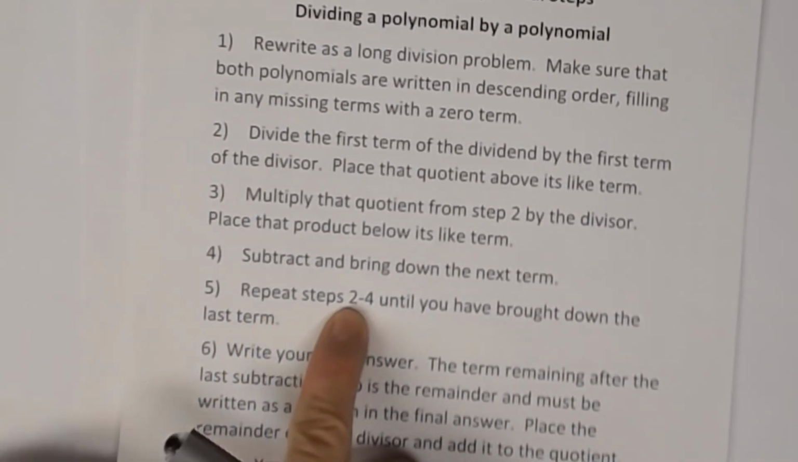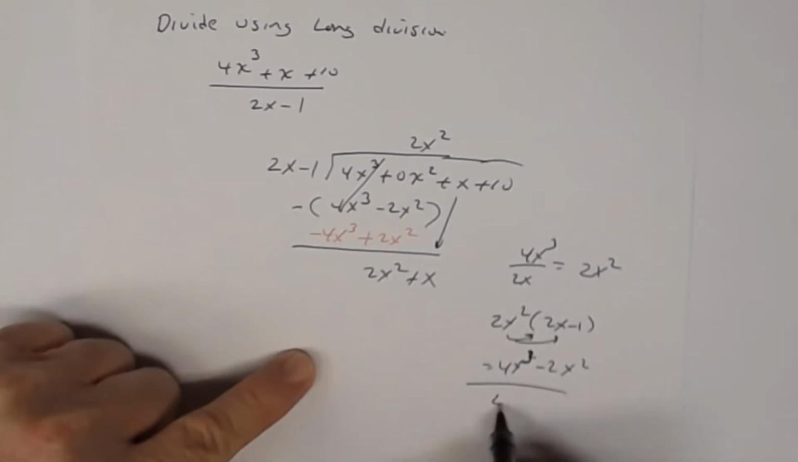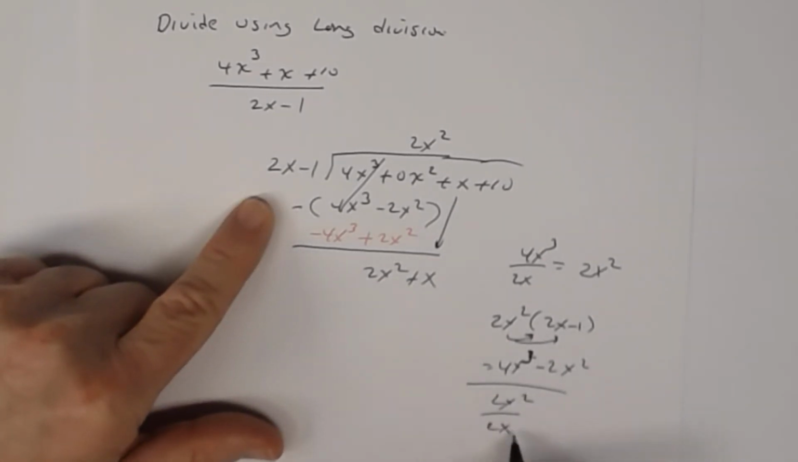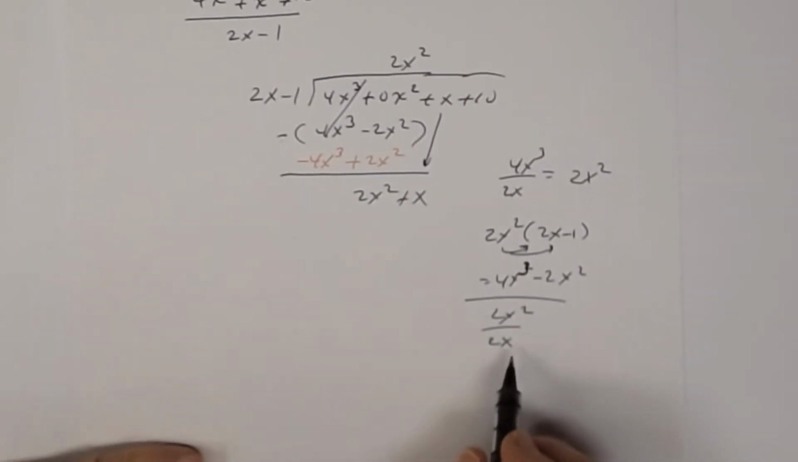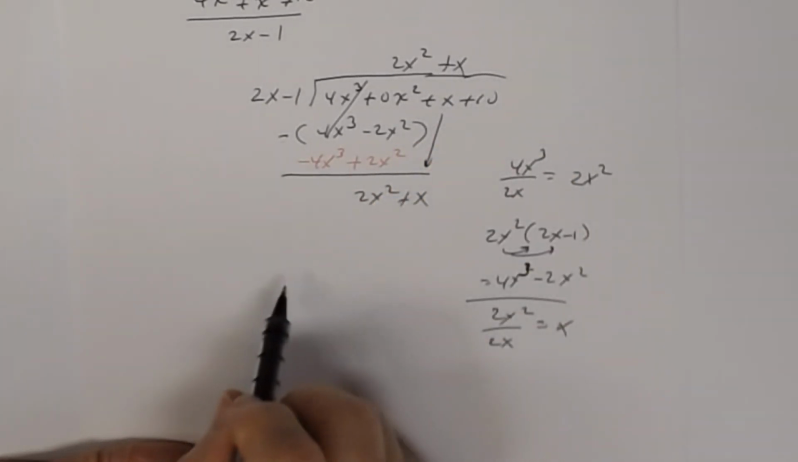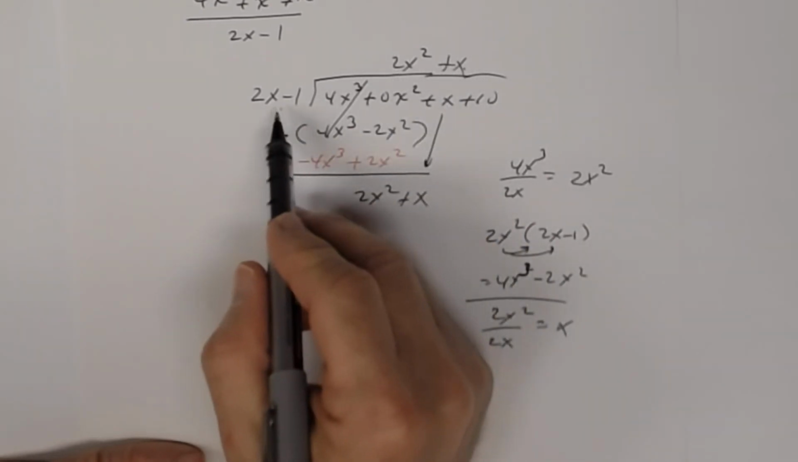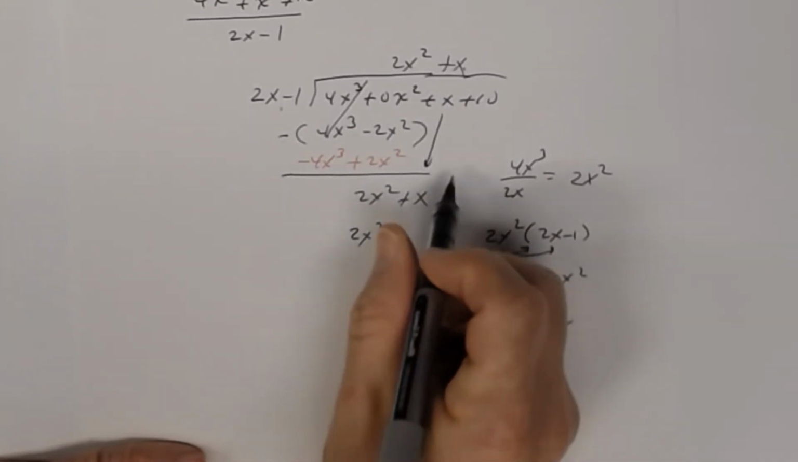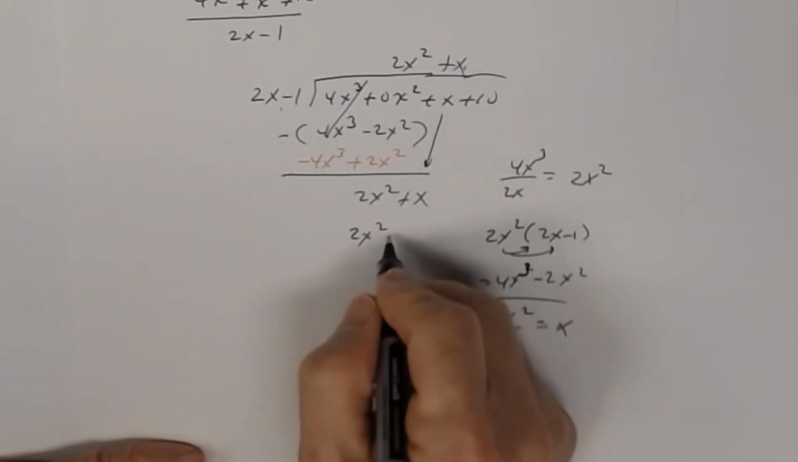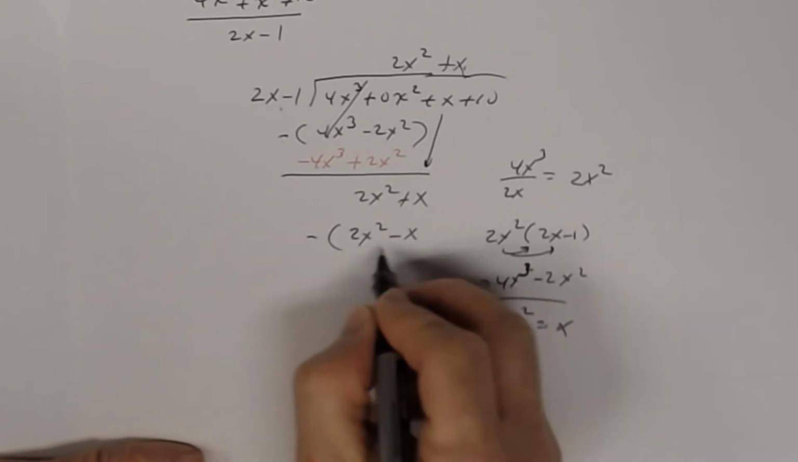Remember, you repeat steps 2 through 4. So you take the first term here, 2x squared, divided by 2x. Well, 2x squared divided by 2x is just x. So that's going to go here. Then you take this and multiply it with the divisor. So x times 2x is 2x squared, and x times a negative 1 is a negative x. Okay? And now you're going to subtract.